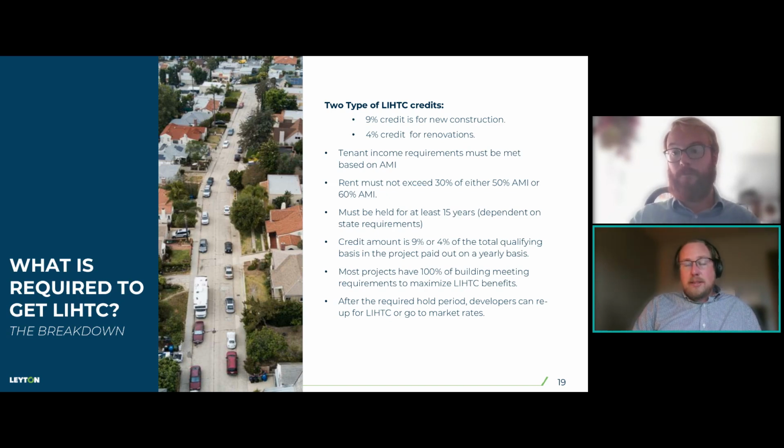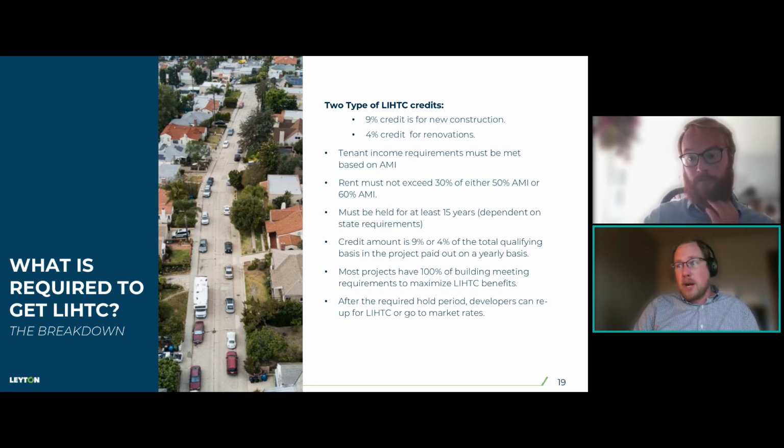As we mentioned, there is a hold period associated. The credits paying out over 10 years is one half of that. The other half is that there's a minimum 15-year hold period for the property before the owners can sell, re-up for credit, or move on to market rate unit rent. However, some state agencies often increase that hold period, and we've seen it as high as 30 years before that's possible.